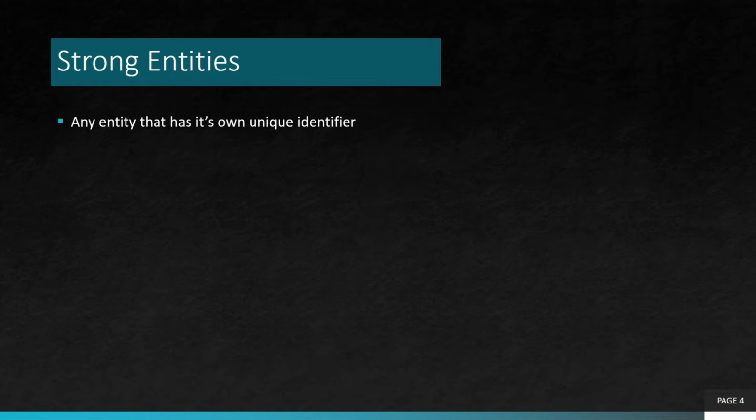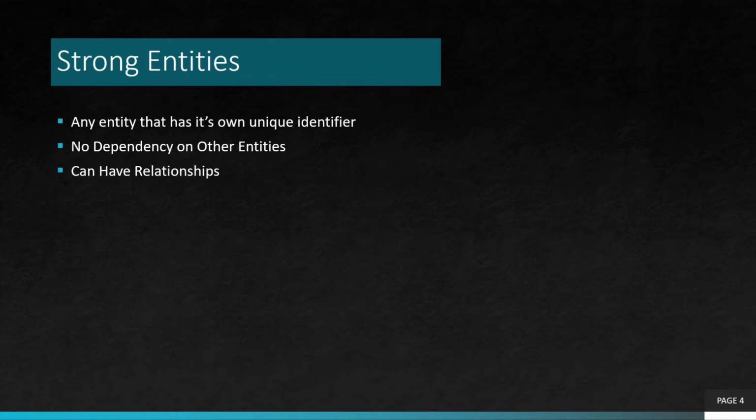So strong entities have attributes that uniquely identify each instance or record within the entity. So they have no dependency on other entities. Unlike weak entities, strong entities do not rely on any other entity for their existence or identity. Now think of a person, as a person can exist without any other entity or parties involved, right? They can also have relationships. That means they can participate in relationships with other entities.